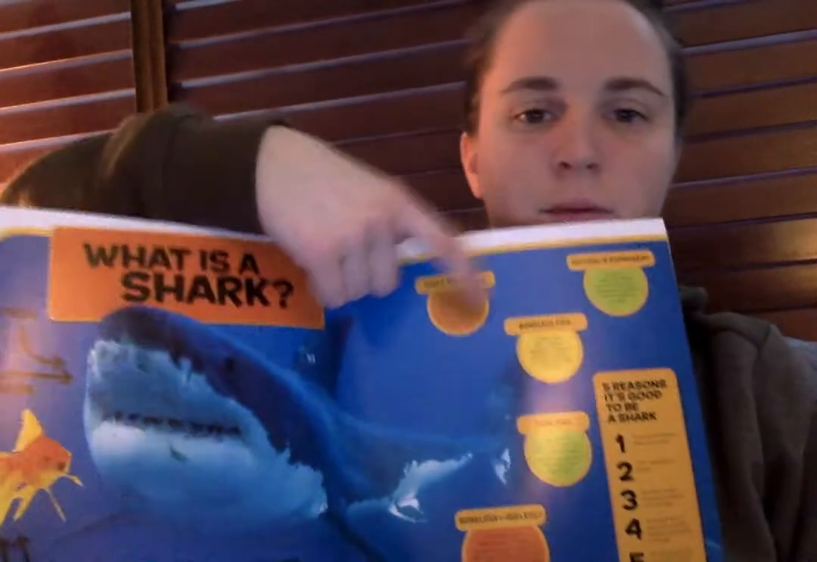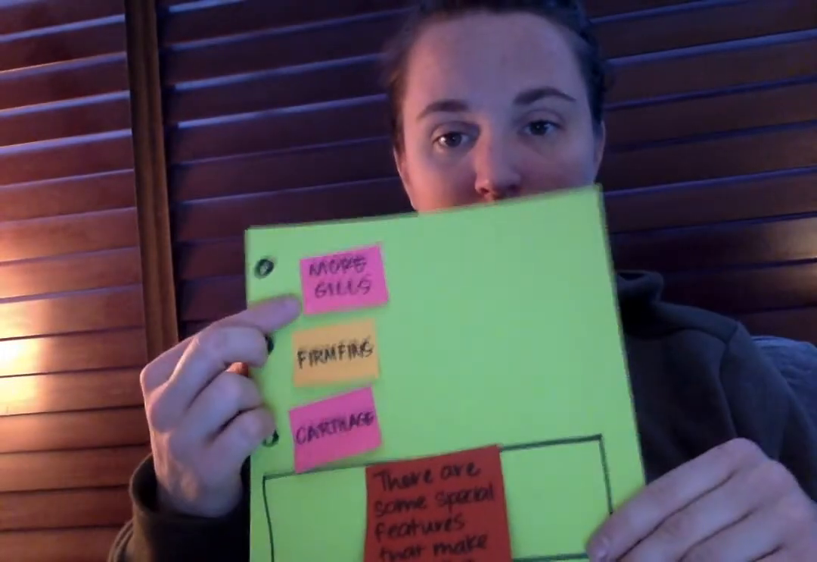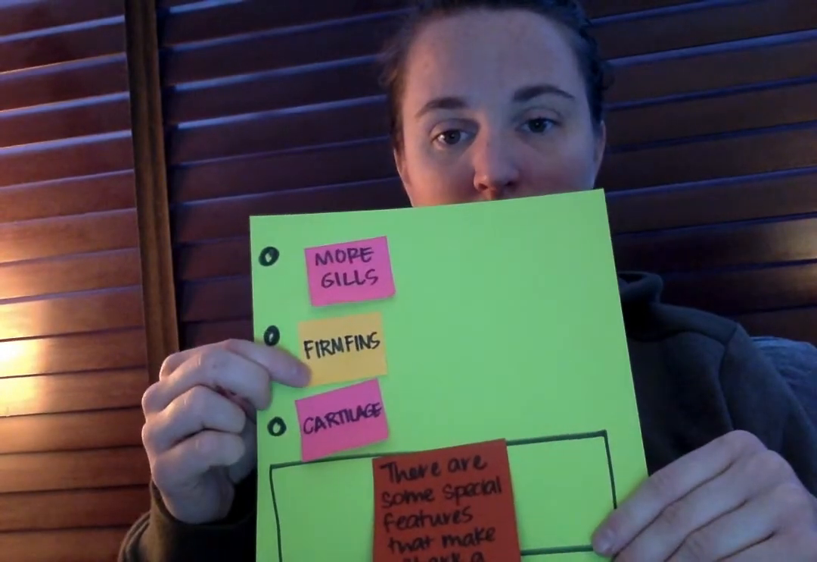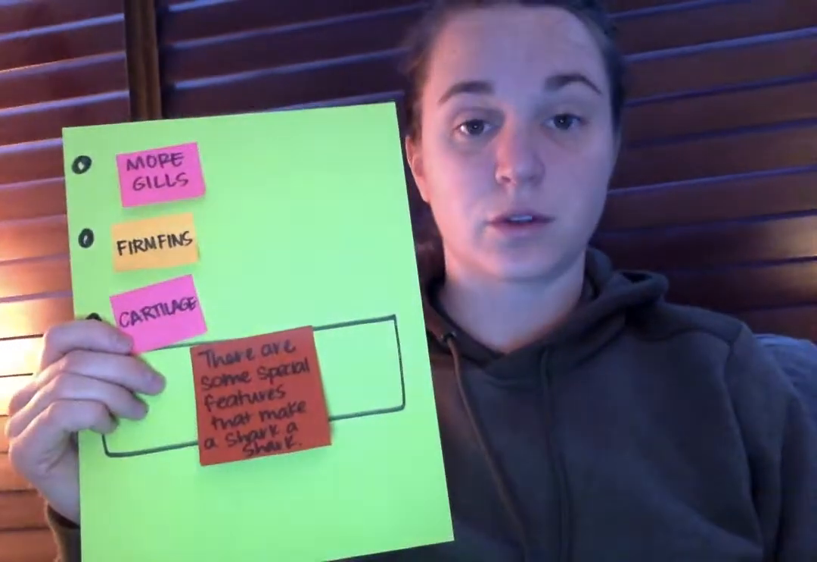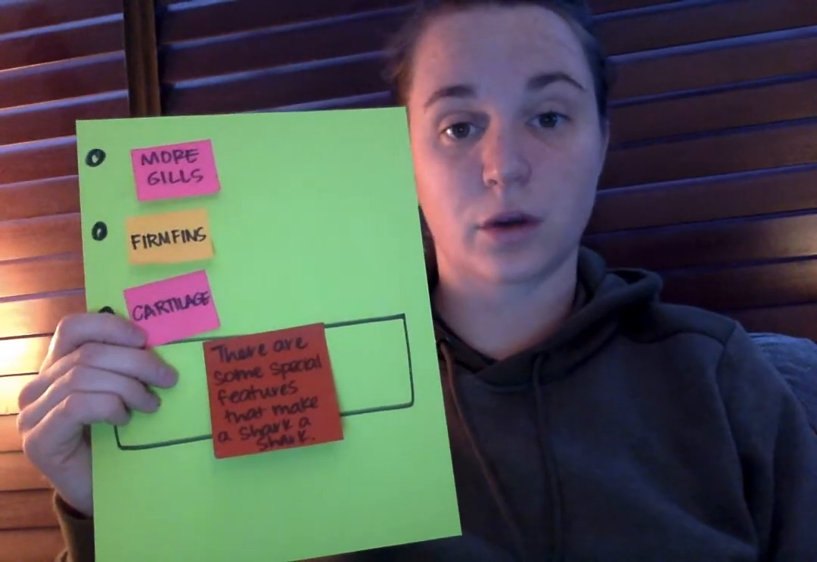Okay, and then I could read on and more in depth to notice that all of these are really ways that sharks are a little bit different than fish. So, does it check out? There are some special features that make a shark. It seems like it. And because I had a chance to read this, I can fill in my details to show that the details are there for my main idea. That sharks have more gills, that they have firm fins, unlike a goldfish, and that their bones are actually cartilage, which makes it hard for researchers to know how old sharks are.